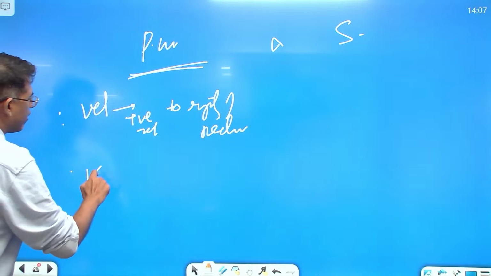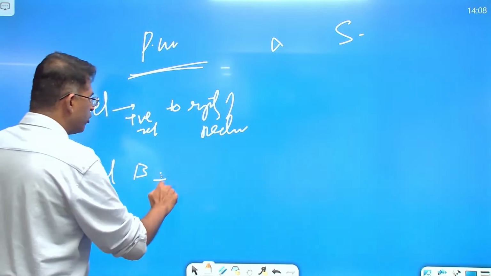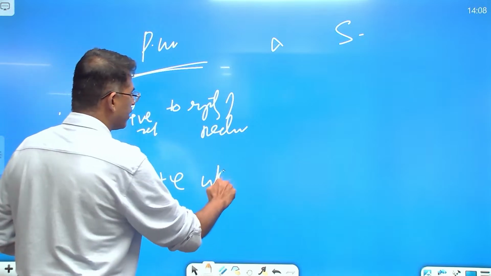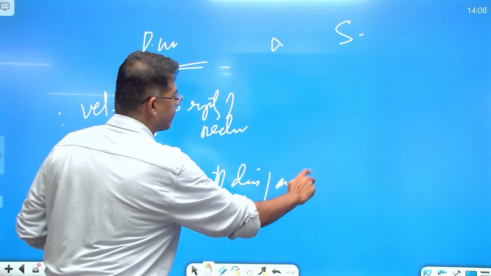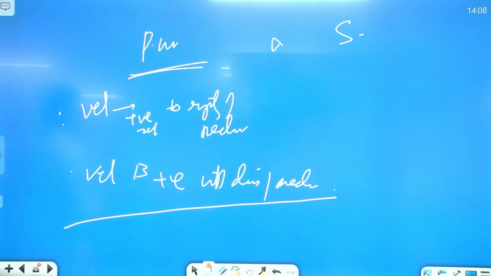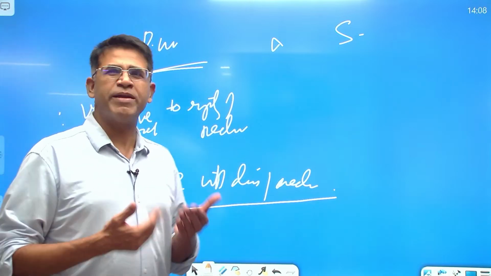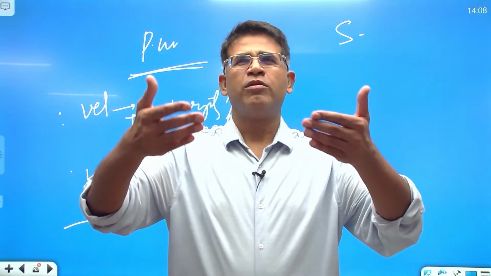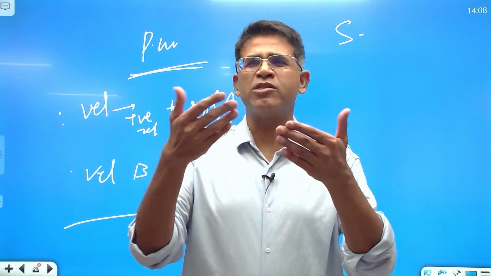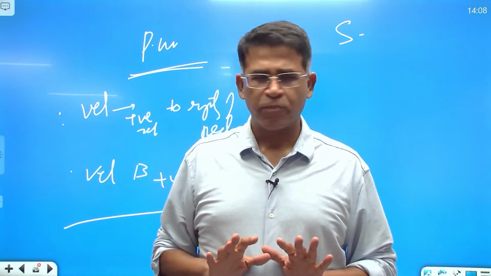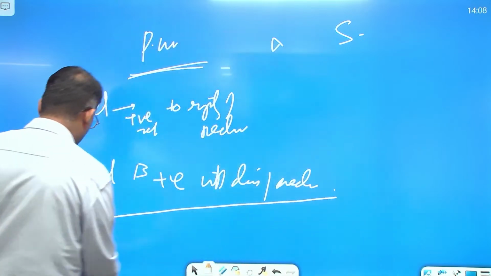Then the velocity is also positively correlated with the density of the medium, which means more dense rocks, more fast speed. Less dense rocks, less fast speed. Okay?